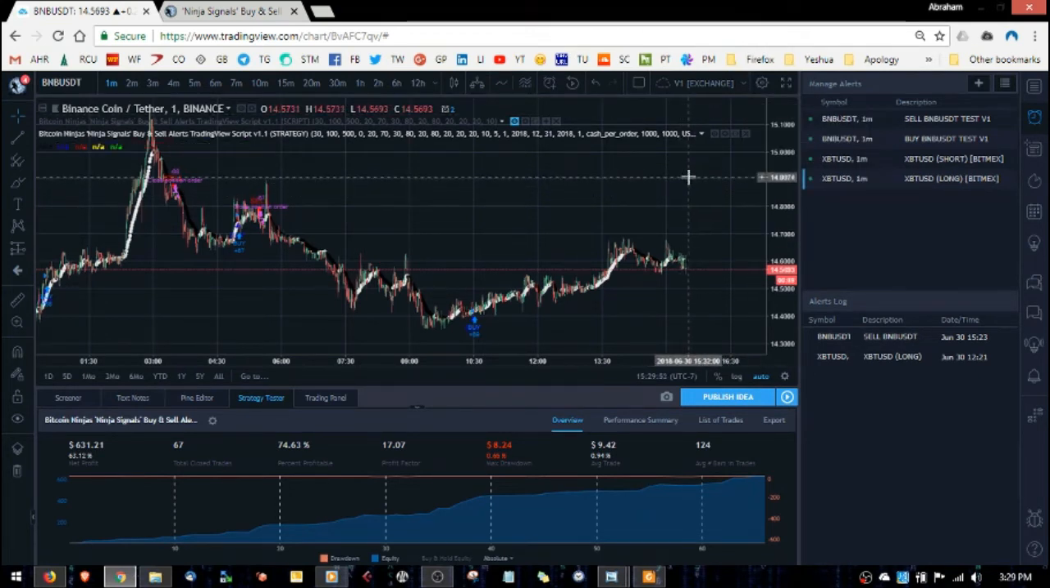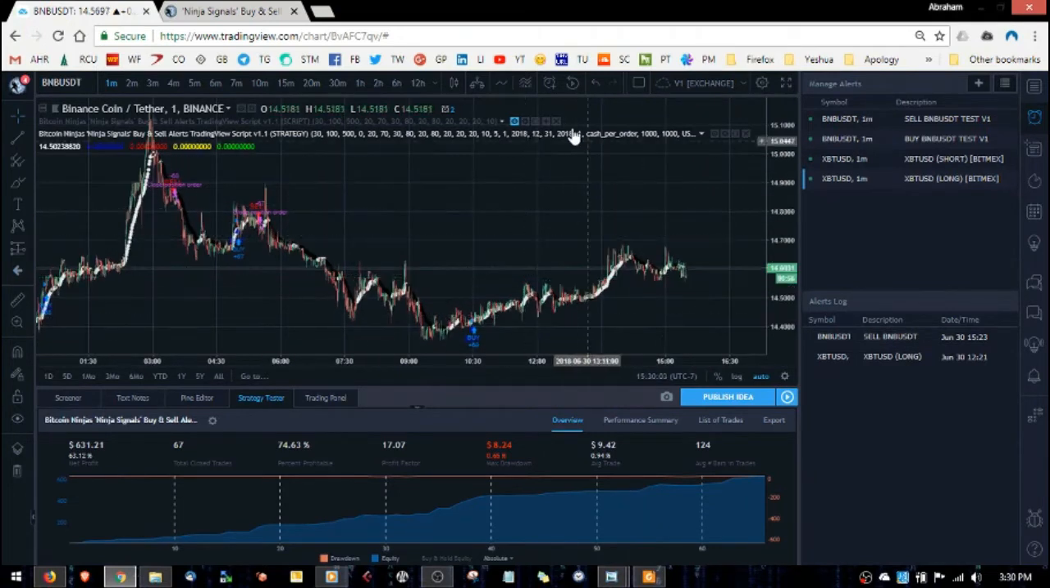I like to save a separate chart for each coin, and that way I don't have to mess around with trying to use the same copy of the script in the same chart for multiple different coins that have multiple different settings. You can also save the indicator layout for a certain coin as well.